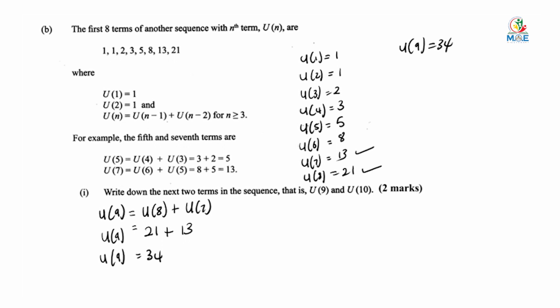And then they want us to show u10. So we know for u10, it's the sum of the two previous ones before it. So this would be u9 plus u8. We already found u9 just now to be 34, plus u8, which is 21. So u10, the 10th term, would be equal to 34 plus 21, which gives us 55. And that is how we get the next two terms in the sequence.